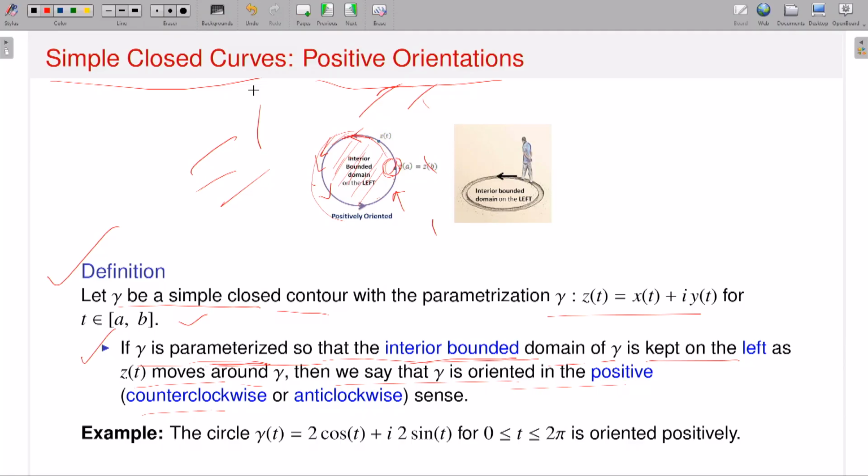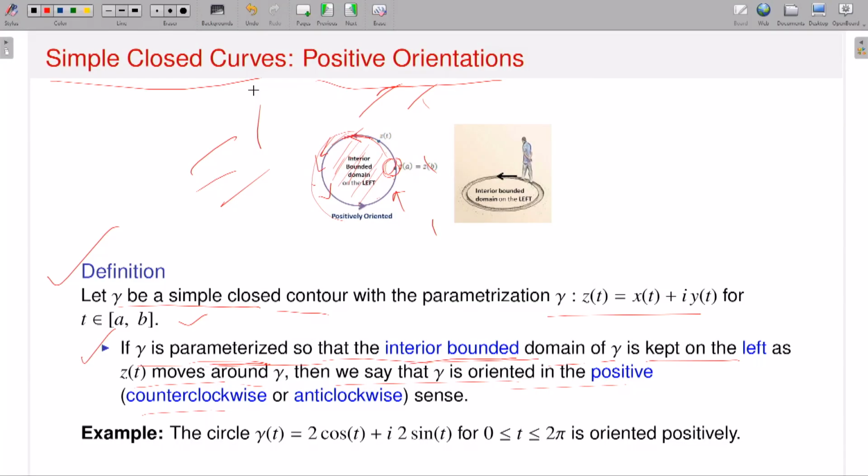So if I start with a simple closed curve with a parameterization, and I move along the curve in some direction, of course the direction specified by the parameterization, and if the interior bounded domain is always on my left-hand side and the exterior unbounded domain is always on the right-hand side, then I will say that this is what is called positive orientation, or sometimes counterclockwise or anticlockwise direction.